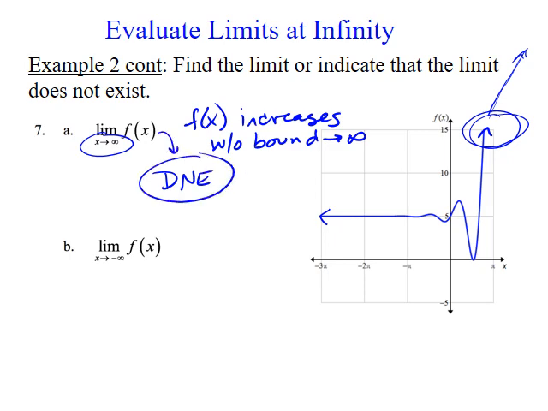Now, on the other hand, as we approach negative infinity, so as x gets bigger and bigger and bigger in the negative direction, the intended height of this function is 5. So we can see here that these do not have to be the same.